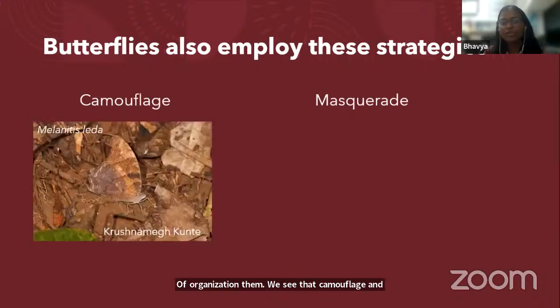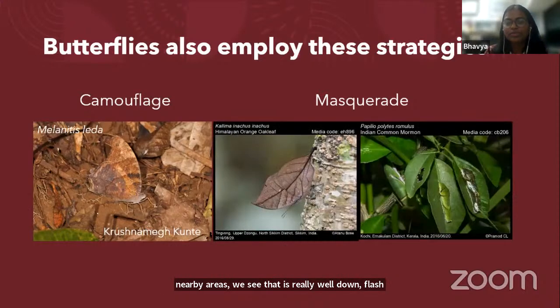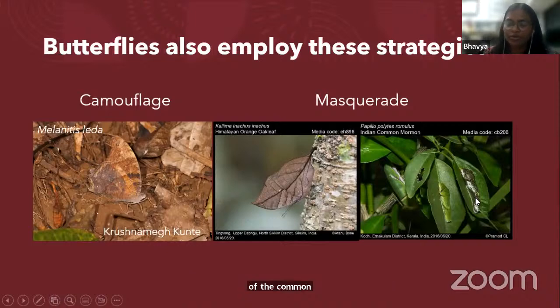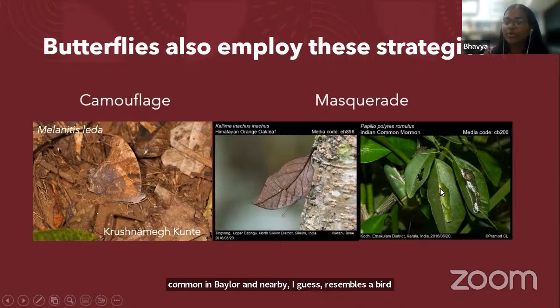For example, in this common evening brown butterfly, which is very prevalent in Bangalore and other nearby areas, we see that it's really well camouflaged with its background of leaf litter. And similarly, we see masquerade as well, in not just the adult butterflies but also in the larval stages, where this orange oak leaf butterfly resembles a very dried up leaf very closely. And this particular instar of the common Mormon butterfly, which is again very common in Bangalore and nearby areas, resembles a bird dropping, and therefore any predator is not going to be interested in eating these individuals.